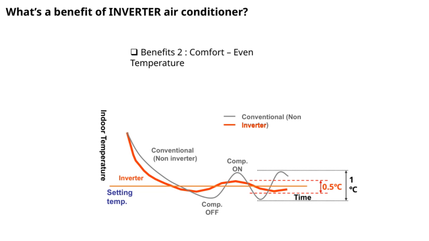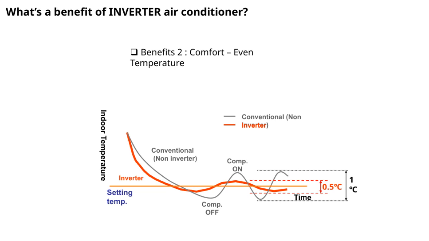This is a clear benefit of inverter air conditioners. They provide a more stable environment and improved comfort. Plus, because the compressor operates more efficiently, it also saves energy over time. So, the key takeaway here is that inverter technology helps maintain a consistent temperature, making your space more comfortable and energy efficient.